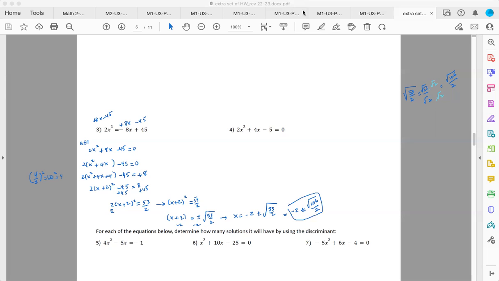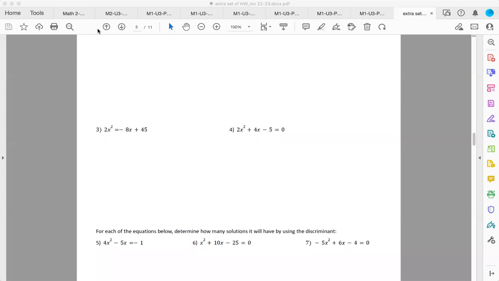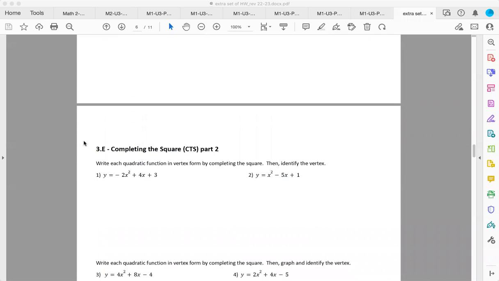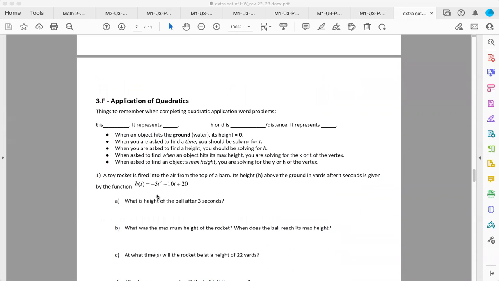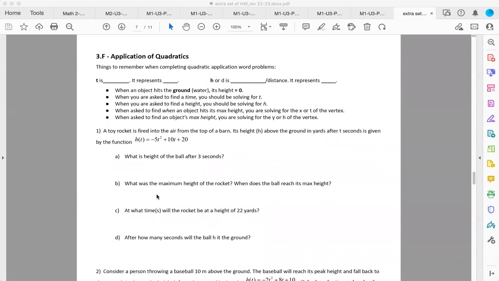Okay, so this is solving by completing the square. Make sure you take notes on this. Okay, so I'll pause here for now. We'll talk more about this so that the video is not too long. I'll pause here for now, and we'll talk about the rest of this in class. There's completing the square part 2, which is similar, really. And then if you have questions on applications of quadratics, right?